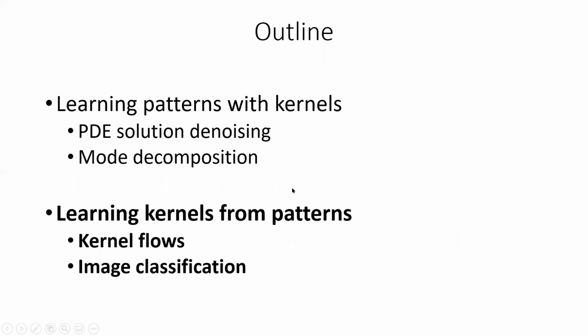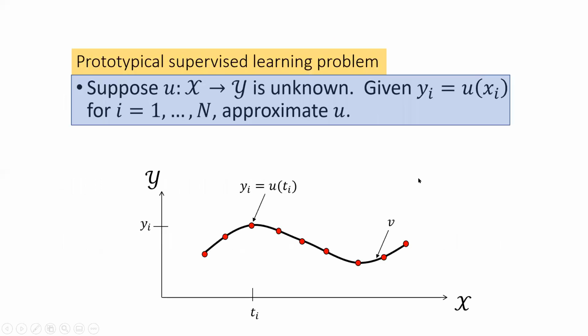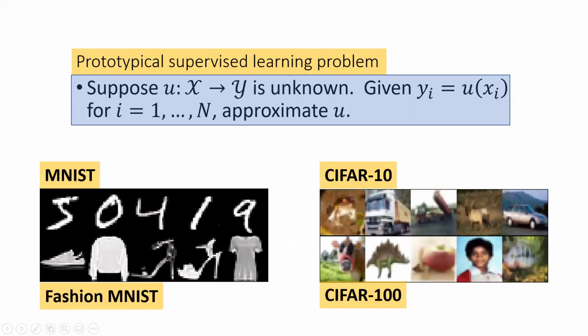Okay, so in the second part of our talk, we're going to look at learning kernels directly from the data. To motivate the need for this, again, here we have the prototypical supervised learning problem in a low number of dimensions. It's not very difficult. However, when we move to contexts where the data has thousands of dimensions, such as MNIST or CIFAR, these are the canonical image databases in image classification in machine learning.